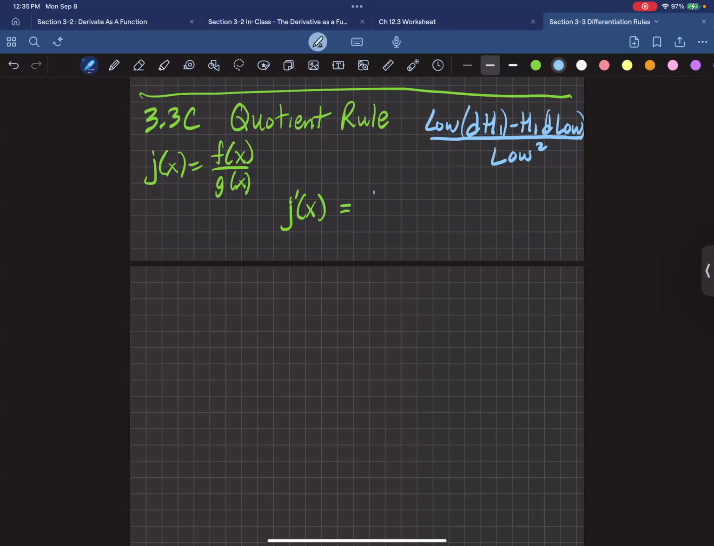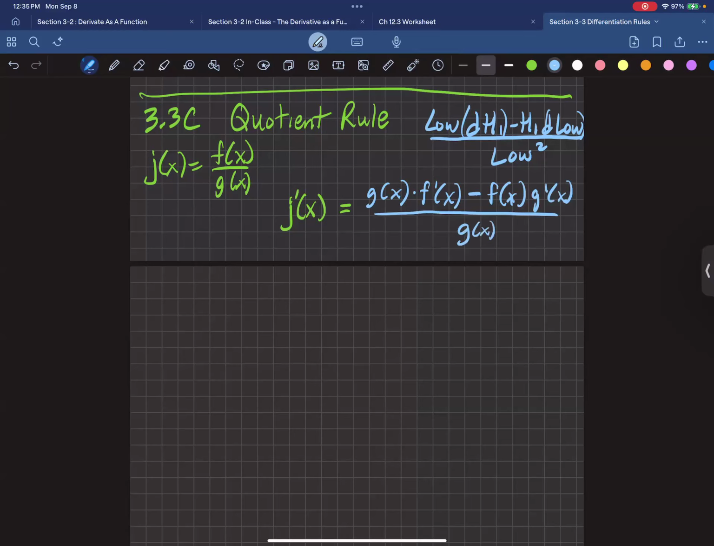This means we're going to have the thing on bottom times the derivative of the thing on top, the low times the derivative of the high, minus the high times the derivative of the low, over the low squared.